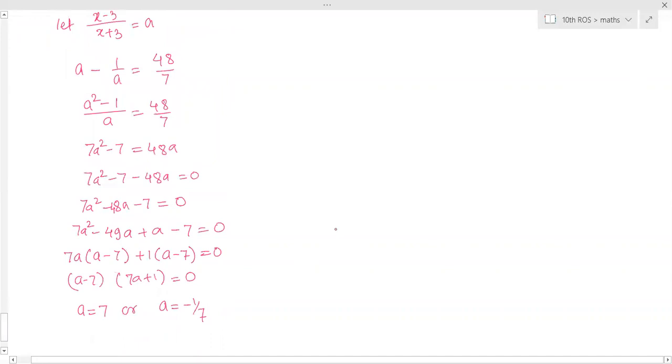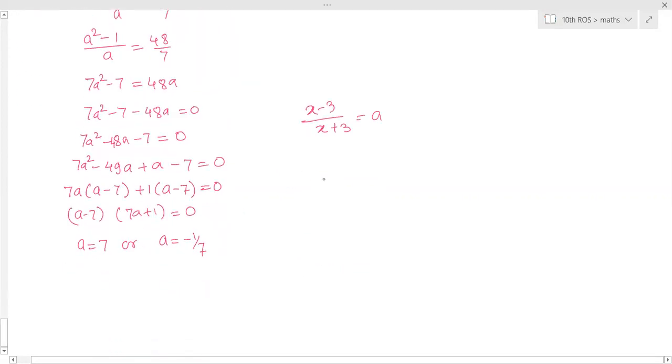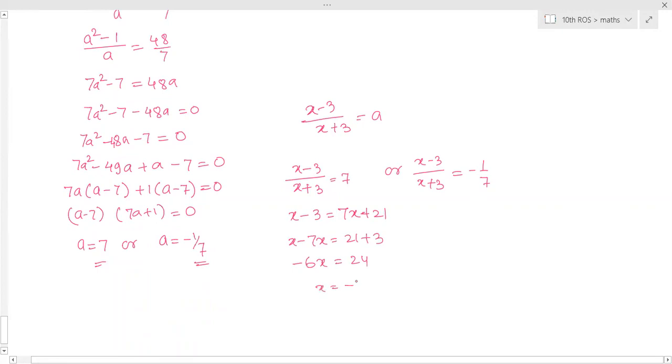Now we have to find the value of x. Which value did we consider as a? x minus 3 by x plus 3 is equal to a. The two values of a, we equate separately. So x minus 3 by x plus 3 is equal to 7, or x minus 3 by x plus 3 is equal to minus 1 by 7. Then cross multiply to get x. x minus 3 is equal to 7x plus 21. 7x goes to this side. x minus 7x is equal to 21 plus 3. Minus 6x is equal to 24. x is equal to minus 4.